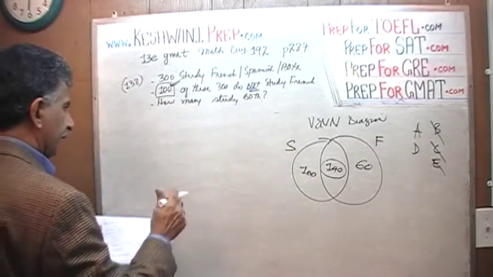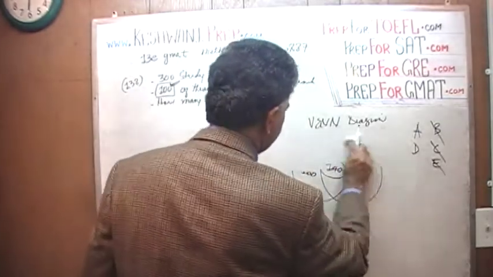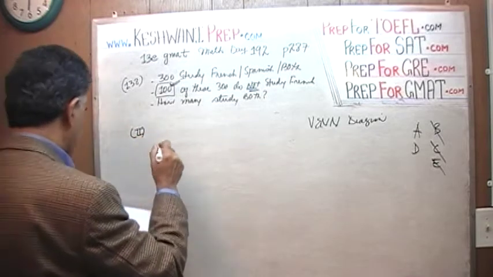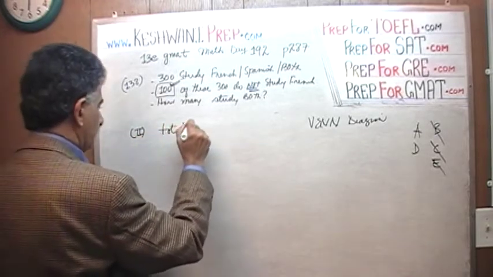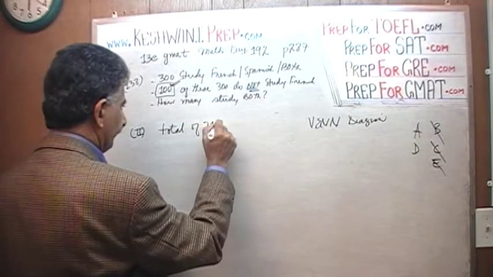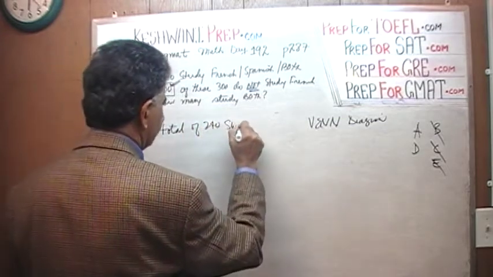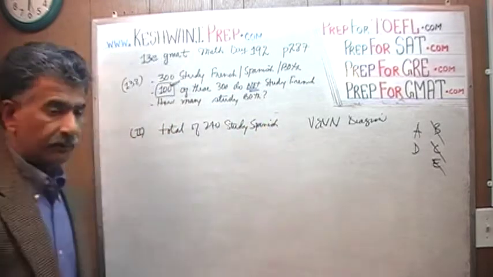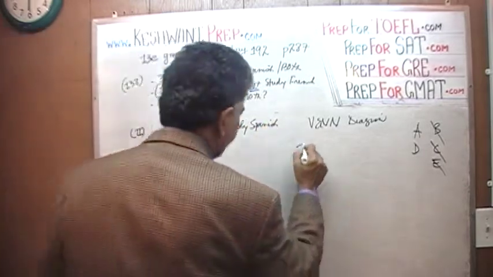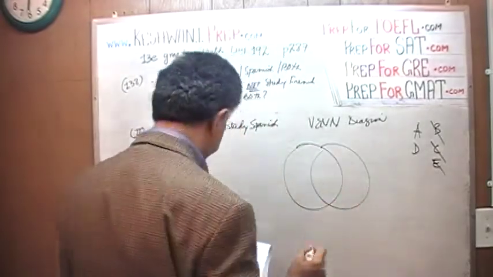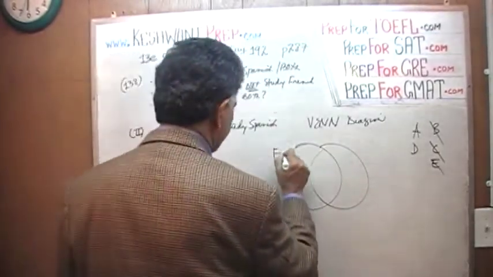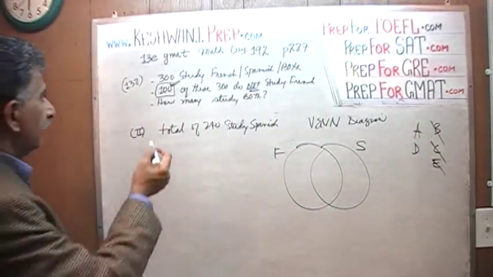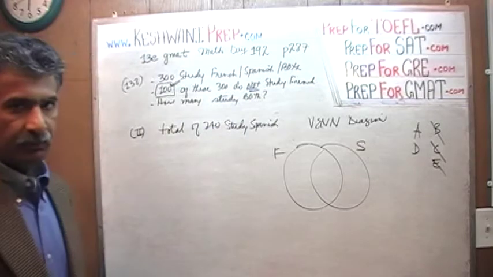In the second statement they tell us, so we have to erase everything here, we can't use this anymore. In the second statement they tell us that of the 240, a total of 240 study Spanish. Total of 240 study Spanish. Well, let's find out. Here is our French, here is our Spanish, and we are told in the problem that 100 of these do not study Spanish.